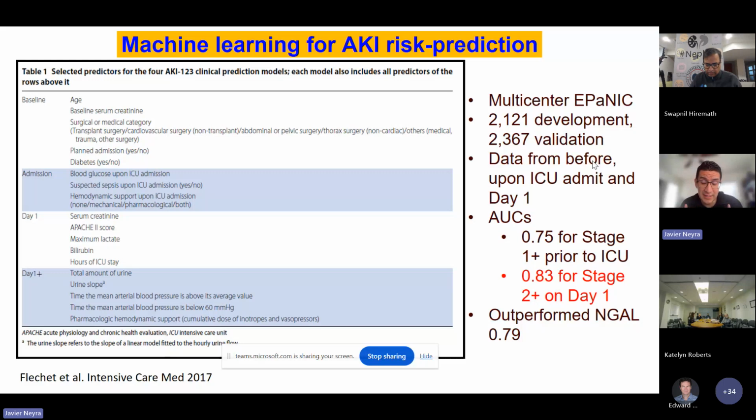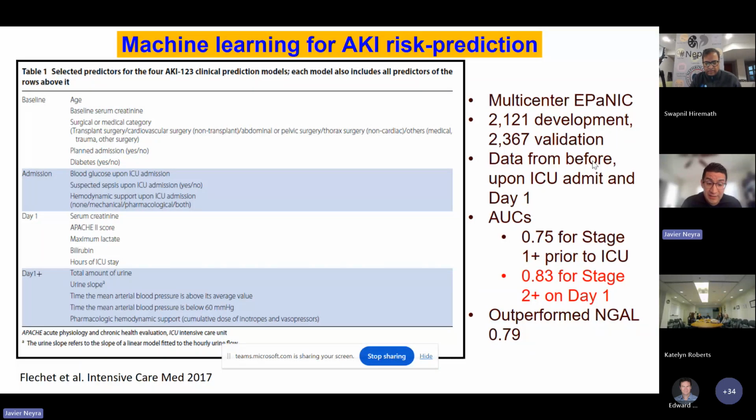And you can see with this data input in the model, the prediction for a stage 1 or more AKI in the subsequent day 2 to 7 was 0.75 in the AUC, and to predict severe AKI, the model performed even better, 0.83. It was compared to NGAL, because this cohort happened to have NGAL measurements, and outperformed the prediction of NGAL a little bit. NGAL was 0.79.